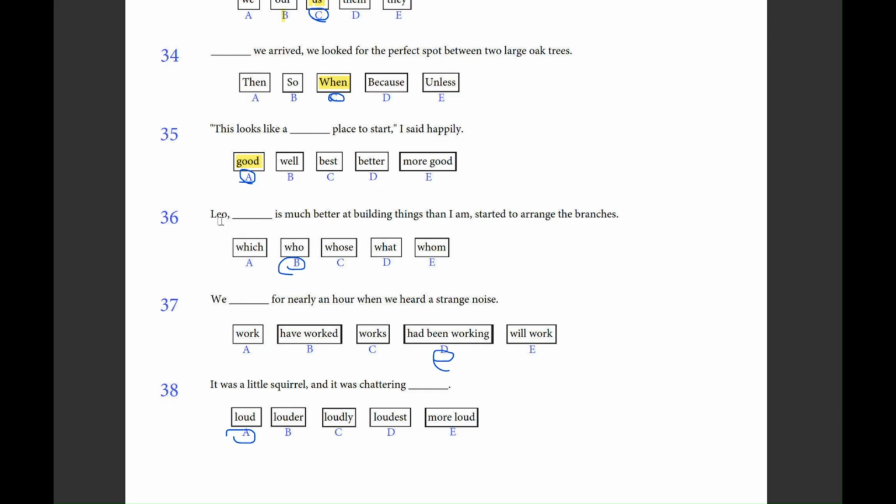Moving on to question 36, another best word challenge. Leo, blank is much better at building, started to arrange the branches. Our choices here are A, which, B, who, C, whose, D, what, E, whom. When we think about why not, options A, D, and E don't quite fit as subject pronouns, and C, whose, shows possession. So the correct answer is B, who. The explanation is that who is the subject of the clause here.